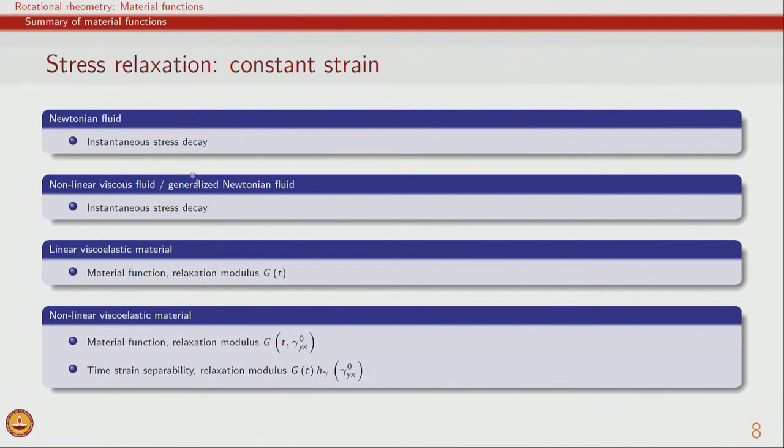Just remember that, contrasting with an elastic solid, we will always need to keep constant stress on the material if we apply a constant strain. So, in this case, again, for a nonlinear viscous fluid, or generalized Newtonian fluid, it will again have instantaneous decay, because when we assume a fluid to be a generalized Newtonian fluid, we are assuming that it has no elastic features.